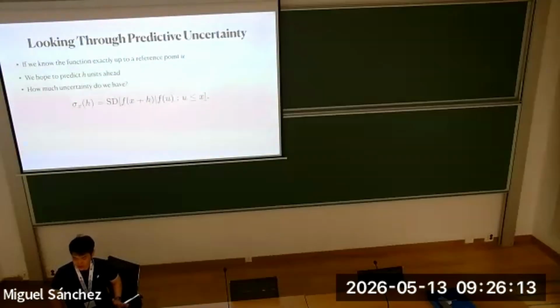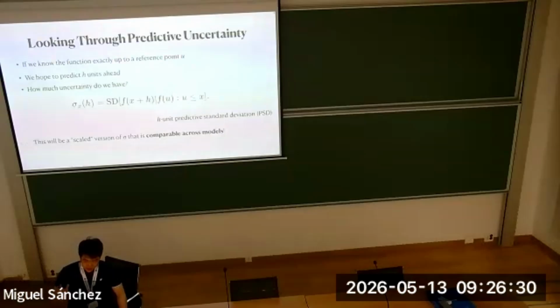So the most natural quantity from statistics is just looking at the standard deviation of your function's predicted value given the history of this entire curve. So this quantity is sometimes called the h unit predictive standard deviation, PSD. And if you work out the math, this will be just a scaled version of the original smoothing parameter sigma, but it is now comparable across different models.